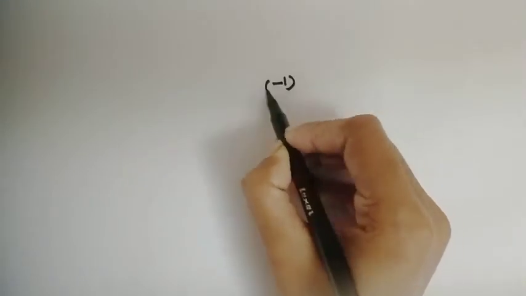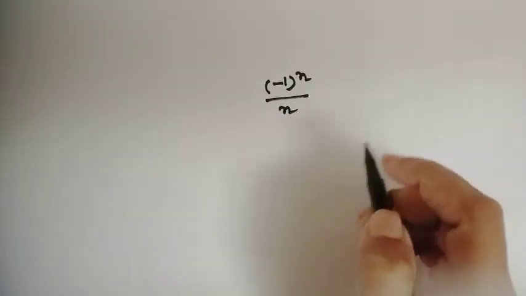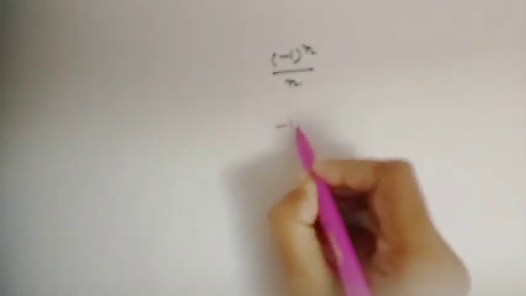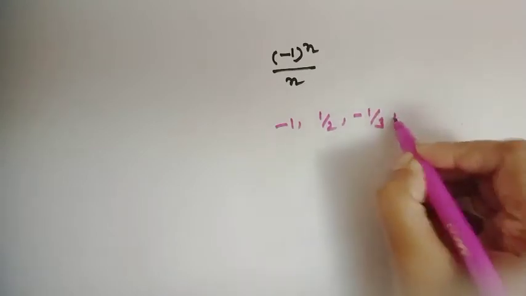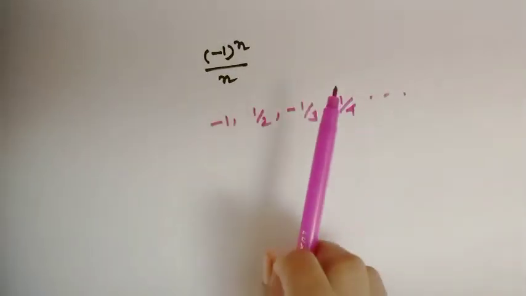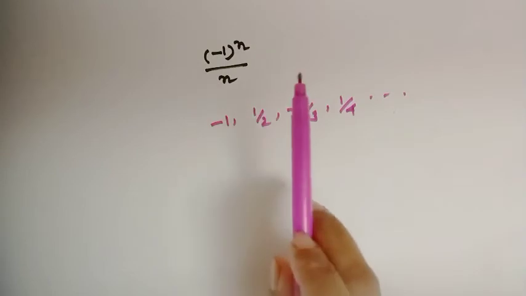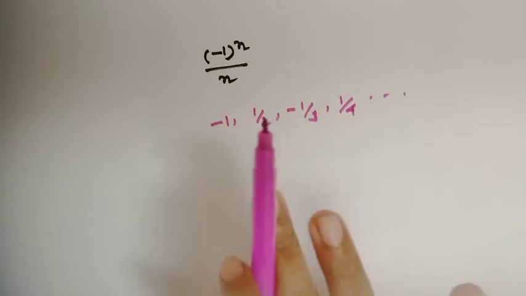At first, let's see one sequence: (-1)^n over n. Look at the sequence. The first term will be -1, then 1/2, then -1/3, then 1/4, and so on. If you observe carefully, the sequence is neither increasing nor decreasing. It seems to be jumping.